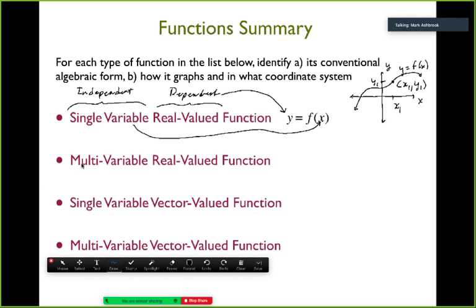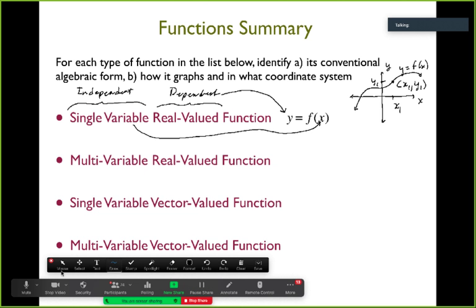Okay, what about a multivariable real valued function? Have we seen these before? Yes. So multivariable still refers to the independent variables. So we have more than one independent variable, and the function spits out a real value. So what was the general form of these that we saw? F of xy, right? And the convention for that real value was? Z. Good. So we said z equals f of xy.